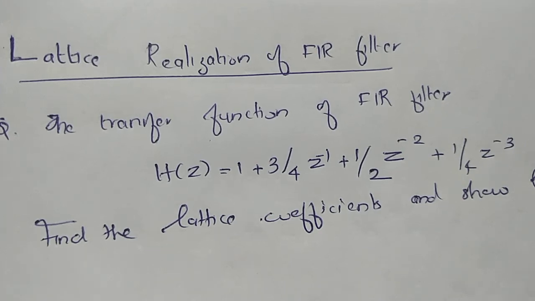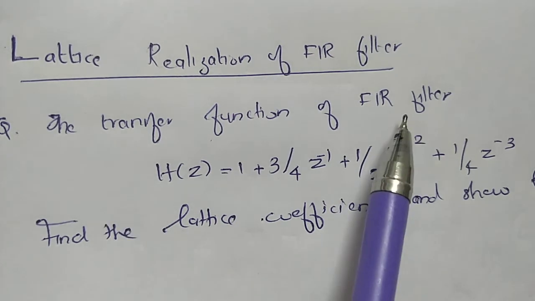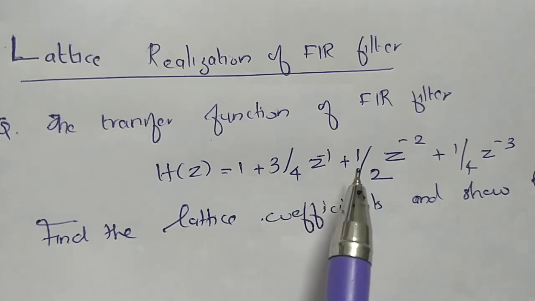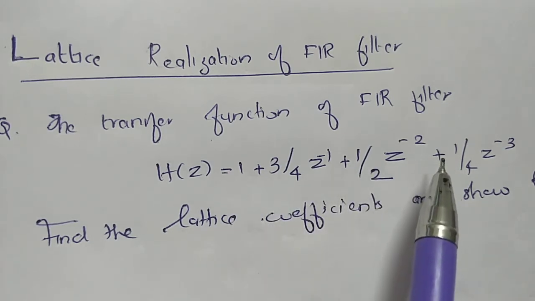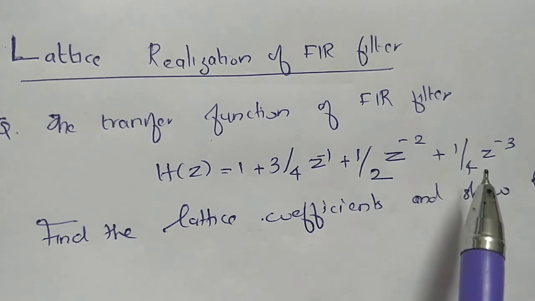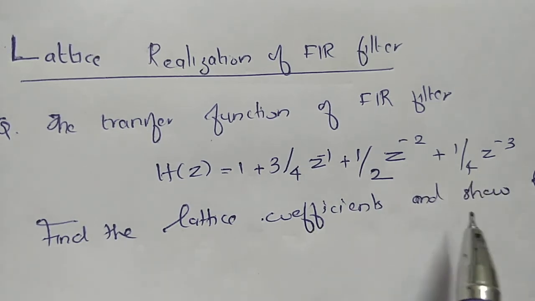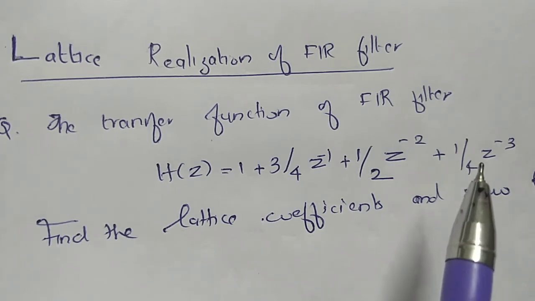Now the next problem is lattice realization of FIR filter. The question is given like this. The transfer function of an FIR filter is H(z) = 1 + 3/4 z^-1 + 1/2 z^-2 + 1/4 z^-3. Find the lattice coefficients and show the lattice realization.